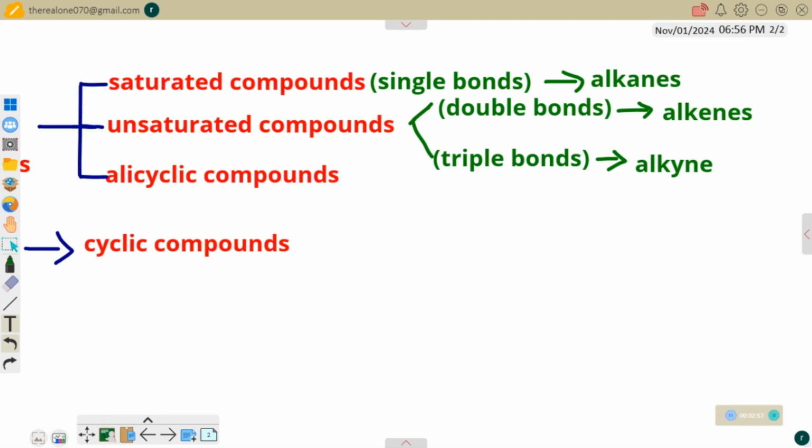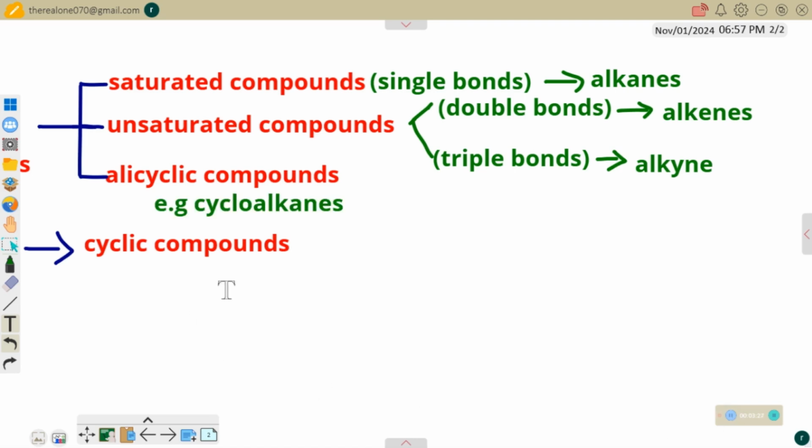Next, the alicyclic hydrocarbons. These ones are special. It means they combine the properties of aliphatic and cyclic compounds. They are both aliphatic and cyclic, and they can be saturated or unsaturated. That is, they can have single bonds or double bonds. An example of that is the cycloalkanes.